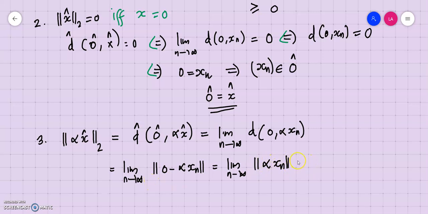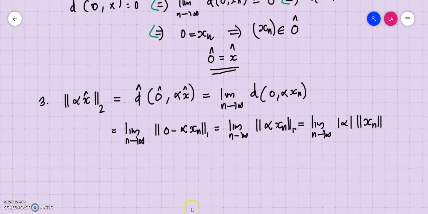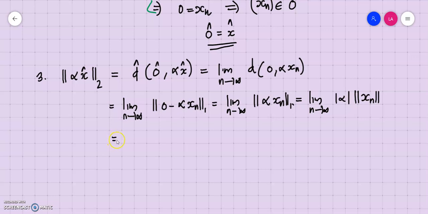So from which, by the definition of norm, because xn is an element in capital X, this is actually norm 1. So modulus of alpha into norm xn. For the limit, you can take the constant outside, which is equal to modulus of alpha into limit n tends to infinity norm of xn. It's actually norm 1 because xn is an element in capital X.